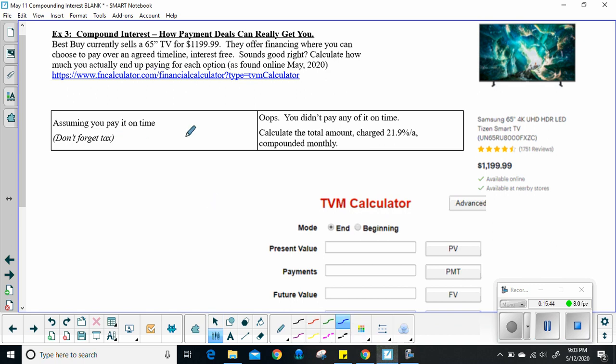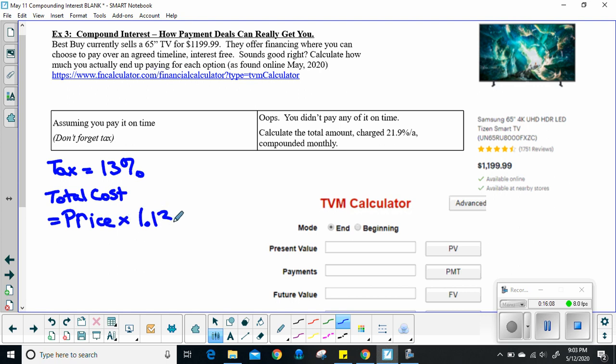So if you paid on time, you pay the tax, but you just basically pay the cost, right? So we have to worry about tax. So remember, tax is 13%. Okay. So that means my total cost would be the price times the 1.13, right? Turn your tax into a decimal, and then we have to plus it to 1 to get our total, and then we don't have to do like 5 different calculations here.